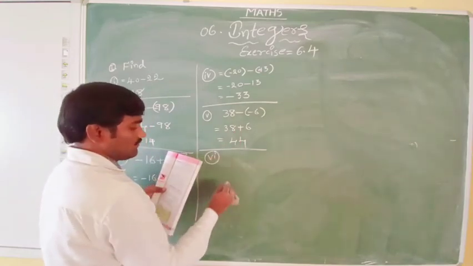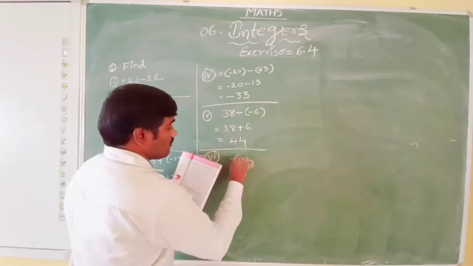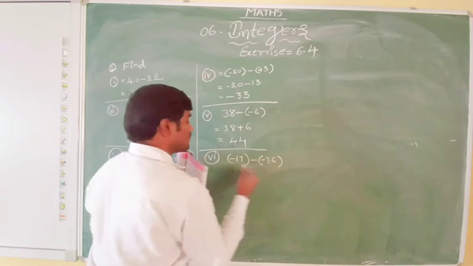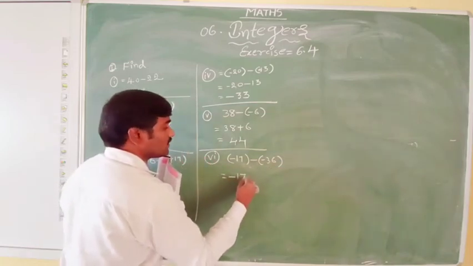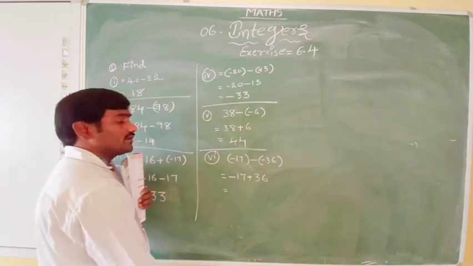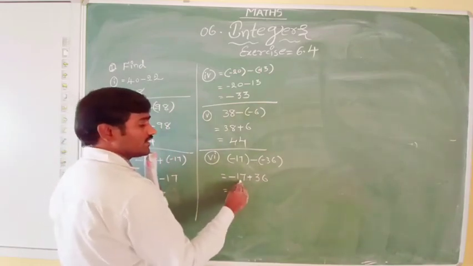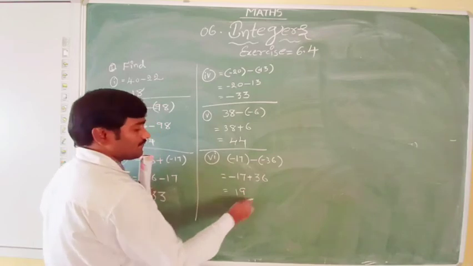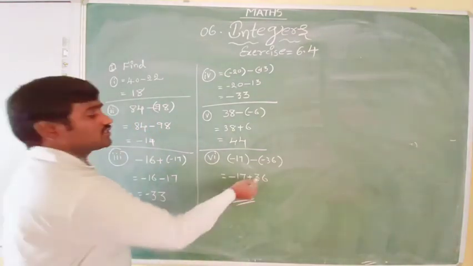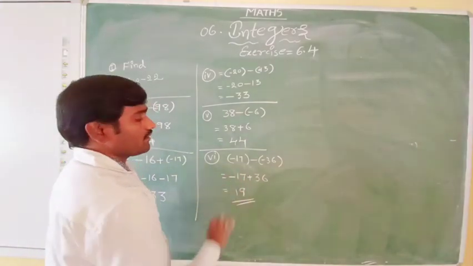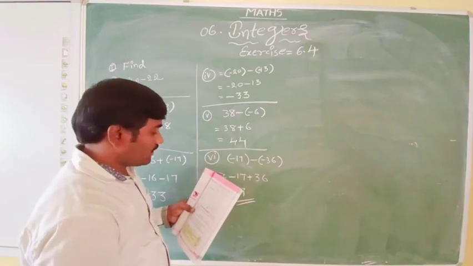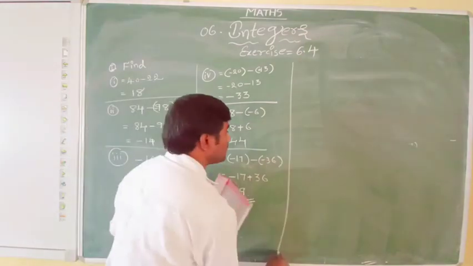Then the sixth question, minus 17 minus of minus 36. So minus 17 minus into minus becomes plus 36. See what you will get here: 36 minus 17. You will get 19 as the answer. Simple. From 36 you subtract the 17, you will get 19 as the answer. Okay. Then the first bit is completed. The second bit is here.